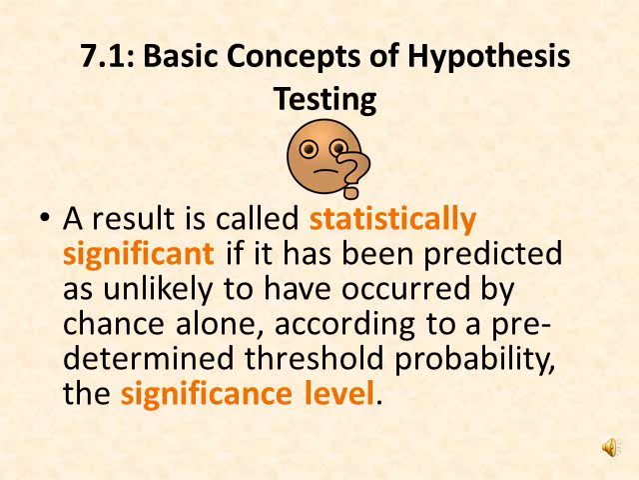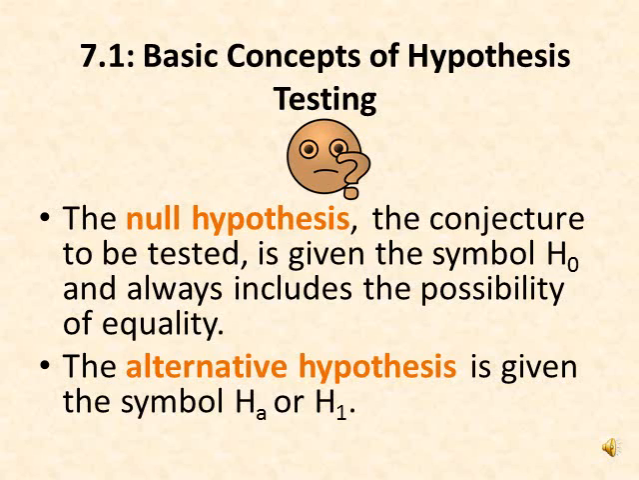A result is called statistically significant if it has been predicted as unlikely to have occurred by chance alone, according to a predetermined threshold probability, the significance level. The null hypothesis, the conjecture to be tested, is given the symbol H sub 0 and always includes the possibility of equality. The alternative hypothesis is given the symbol H sub A or H sub 1.